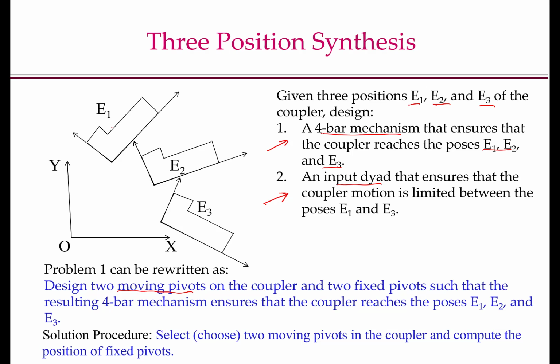Now note again, once I choose the moving pivot C, the fixed pivot O2 is determined. Similarly, once I choose the moving pivot D, the fixed pivot O4 is determined, and my mechanism will be O2, C1, D1, O4. Therefore, the problem of computing O2 and O4 can be thought of as two decoupled problems, and as we will see, the same procedure can be used for both the problems. First, we will look at how to compute O2.